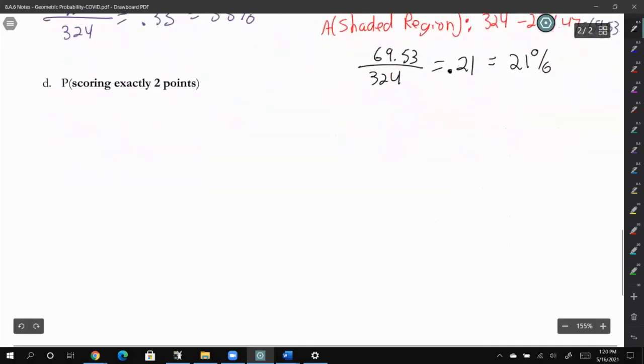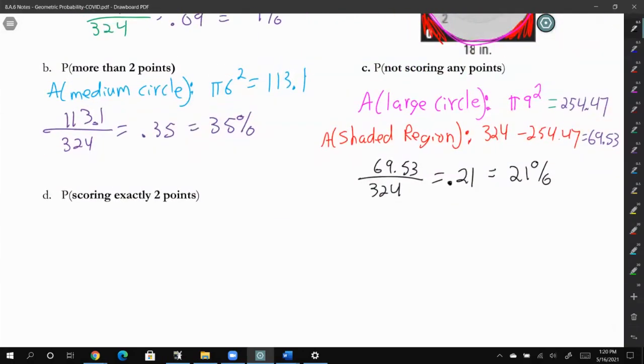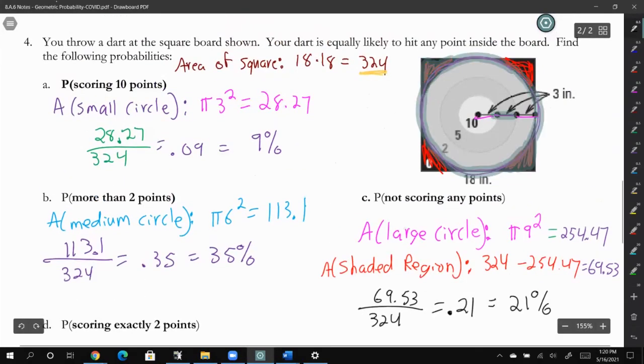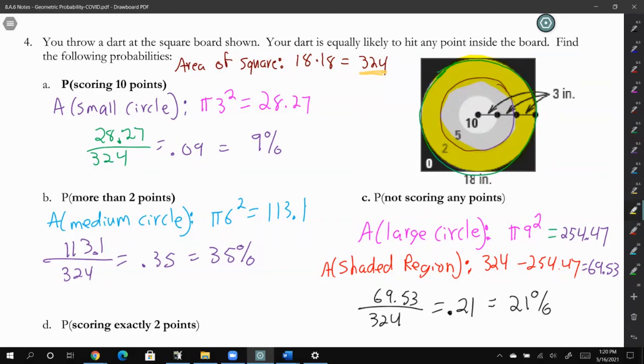Now, letter D is a little bit tricky because we want to know the probability of scoring exactly 2 points. So let's erase this. We want to know what's the probability that I get not only inside that circle, but I don't want to land inside the purple one either. I want my dart to land in this area right here, that looks kind of like a washer. So we have to find that area.